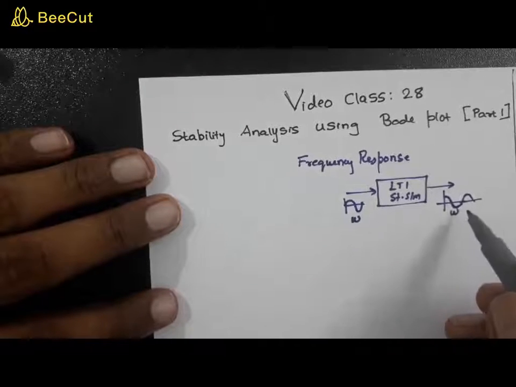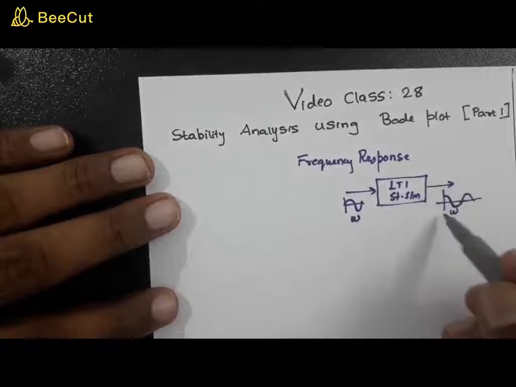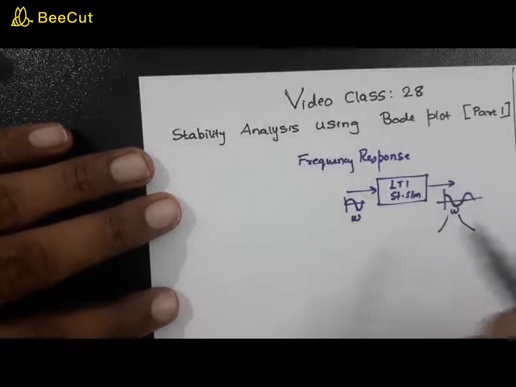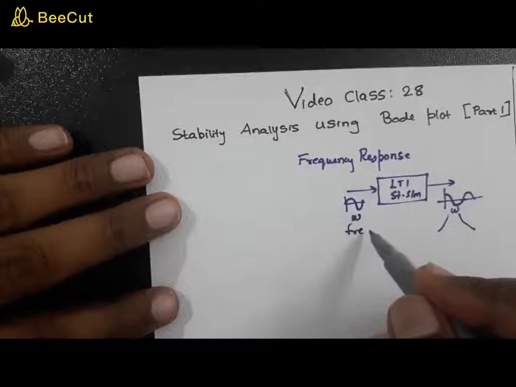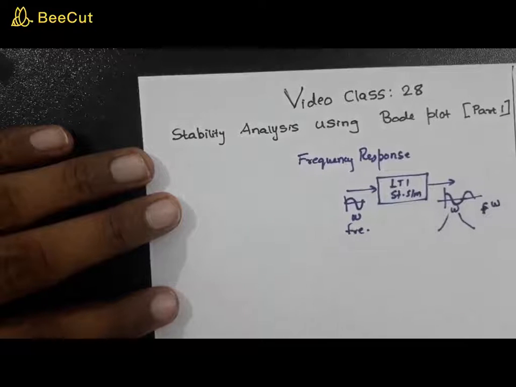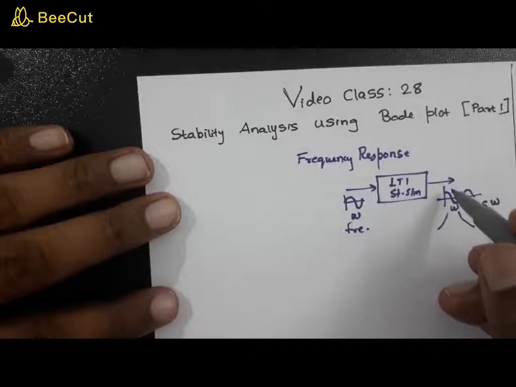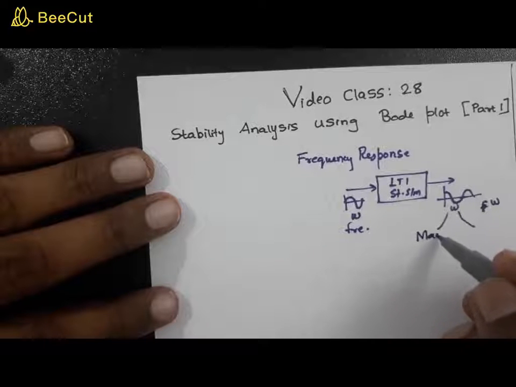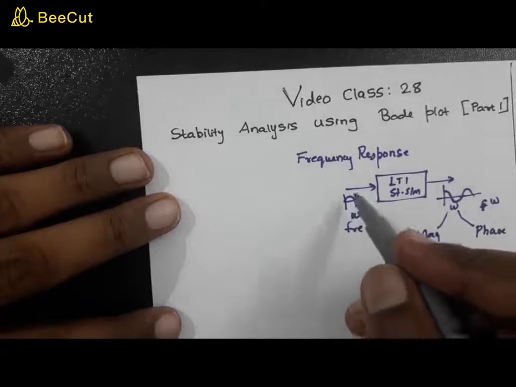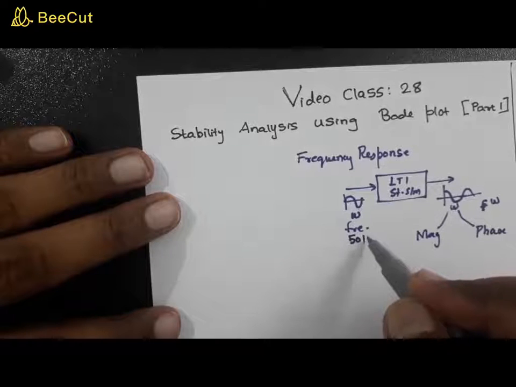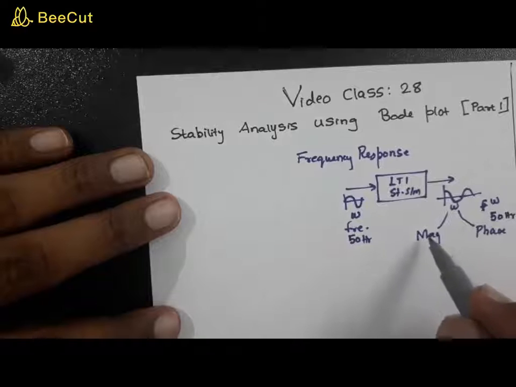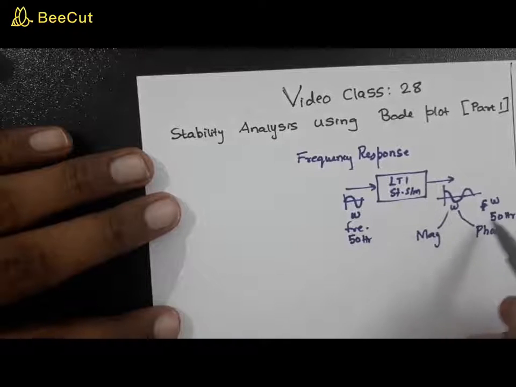When you analyze this output, you can see that two aspects vary while one remains constant, that is the frequency. If the input is omega, then the output frequency is also omega. But there can be a change in the magnitude as well as the phase. For example, if you give a 50 hertz signal, the output will also be 50 hertz, but the magnitude and phase may vary.